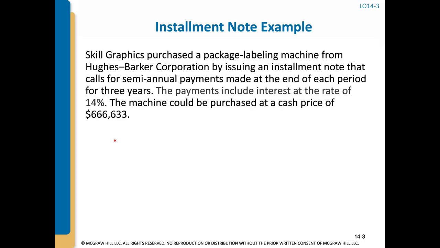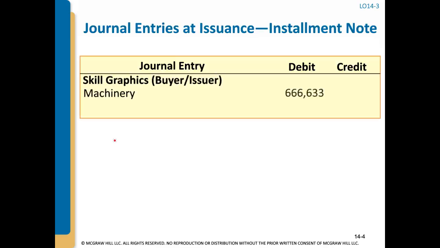Skill Graphics purchased a package labeling machine from Hughes Barker Corporation by issuing an installment note that calls for semi-annual payments made at the end of each period for 3 years. The payments include interest at the rate of 14%. The machine could be purchased at a cash price of $666,633. So here's what we do for the initial purchase of the machine and the issuance of the note. Skill Graphics is the buyer. They're going to debit the machine for the amount they could have bought it for had they paid cash, the $666,000, and they're going to credit notes payable.